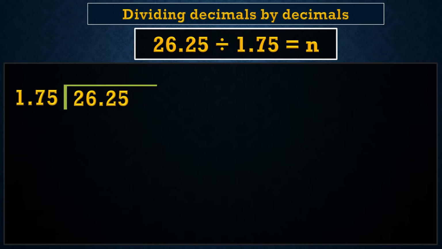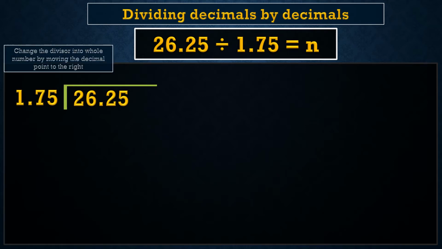Always remember that we have to get rid of decimals in our divisor. So kailangan natin na ang divisor natin ay nasa whole number. Just in case it is in decimal form, we have to change it into a whole number before we proceed into the steps in dividing numbers. Like in dividing a whole number by a decimal number, we have to change the divisor into a whole number by moving the decimal point to the right.